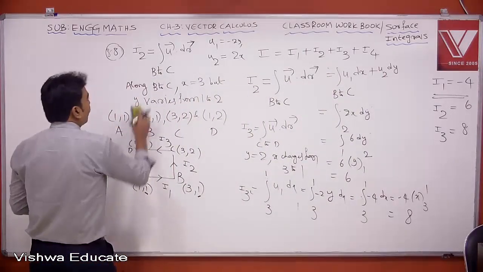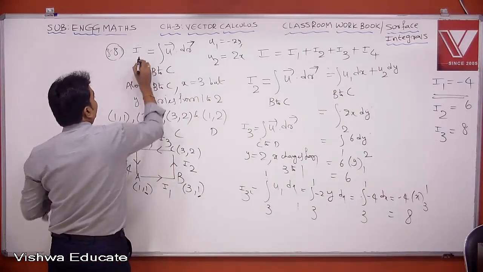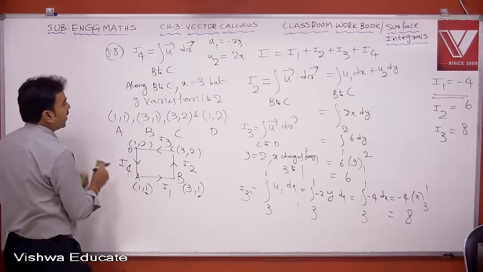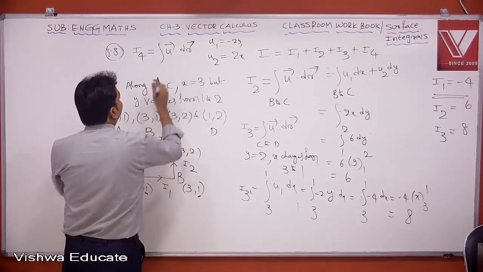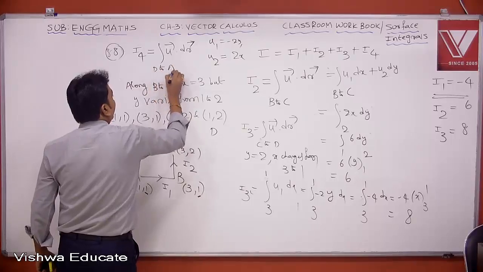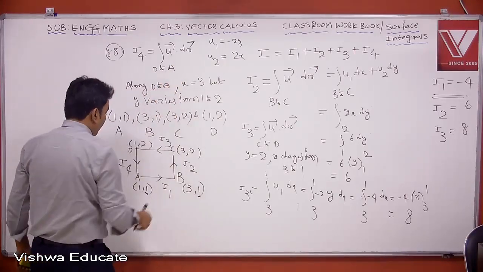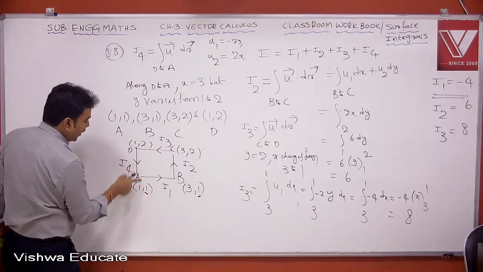Now, let us find I4. So that means it is a line integral where it is a line joining from D to A. So this is from D to A. Along D to A, what is x value? X value is 1.